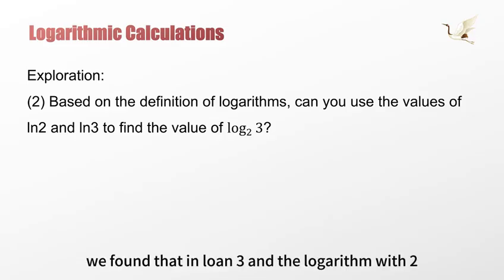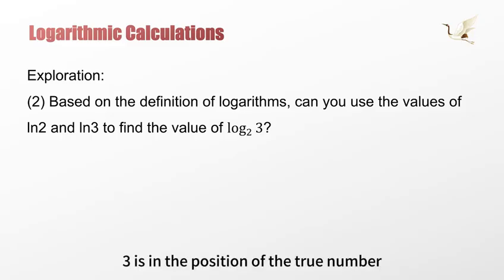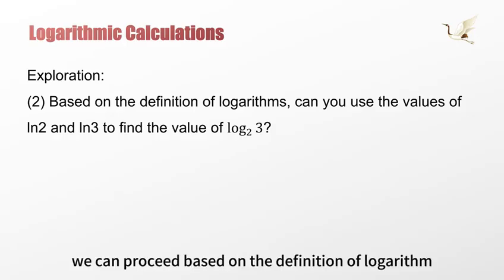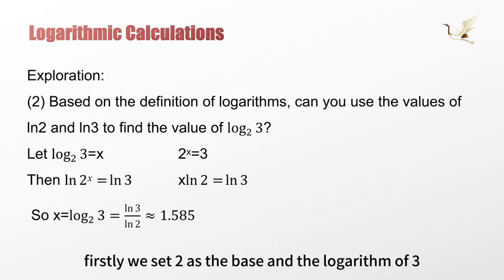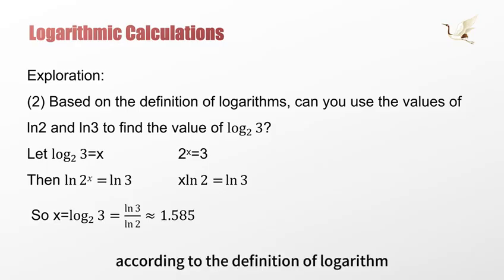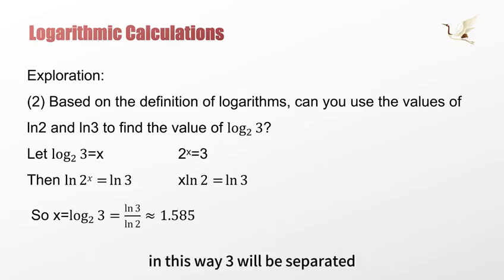We found that in the logarithm with 2 as the base of 3, the 3 is in the position of the true number. Therefore, I think if we can separate 3, we can perform a base change. So, how can we separate 3? Okay, we can proceed based on the definition of logarithm. Firstly, we set the logarithm of 3 with 2 as the base equal to x. According to the definition of logarithm, we obtain that 2 to the power x is equal to 3. In this way, 3 will be separated.